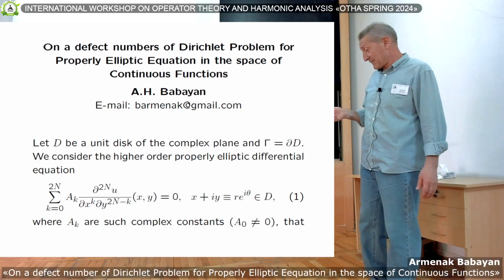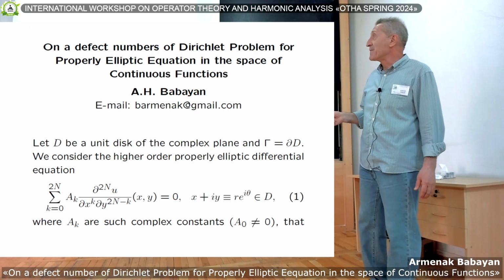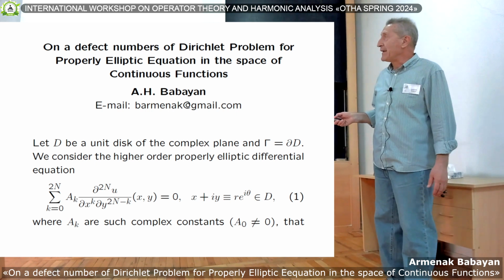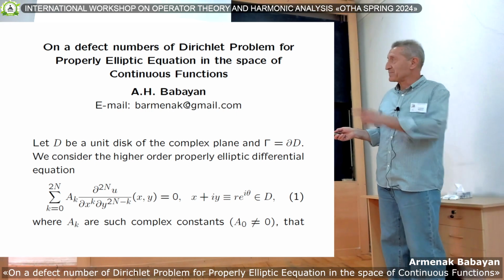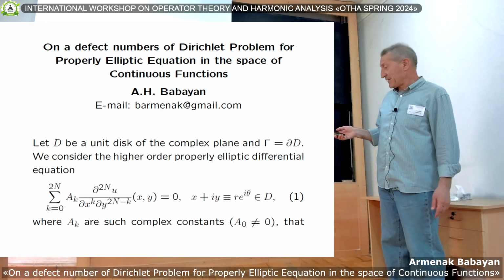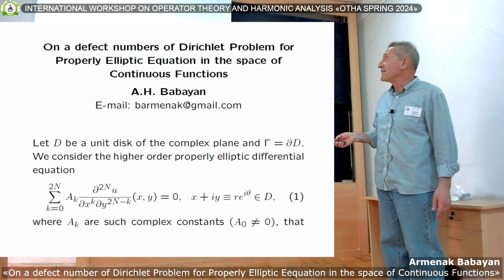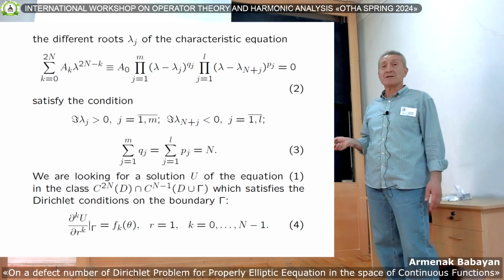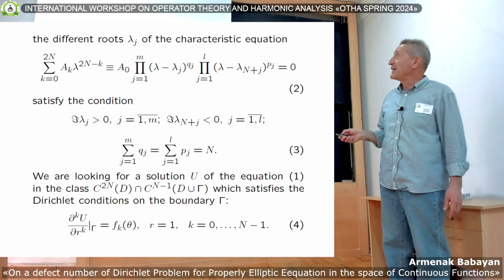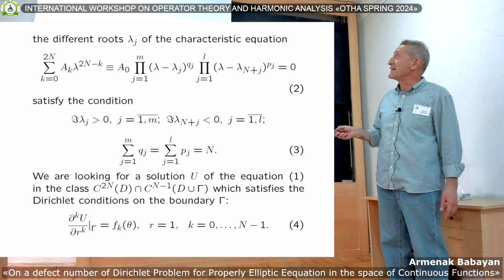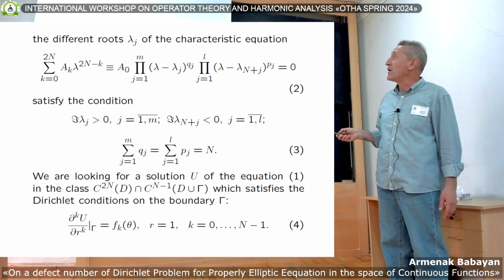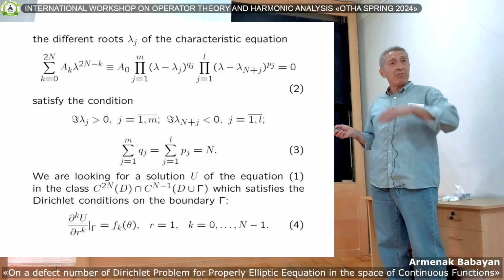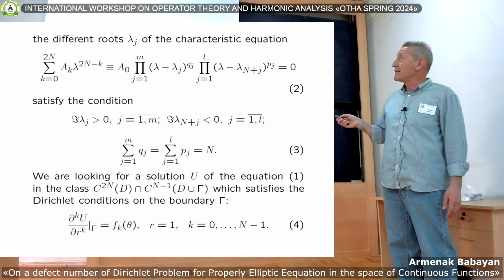We consider first this 2n order equation, only 2n order derivatives we have, and we suppose that this equation is properly elliptic. Therefore, if you consider the characteristic equation, which is equal to 0, we have n roots of this equation in the upper half plane and n in the lower half plane.